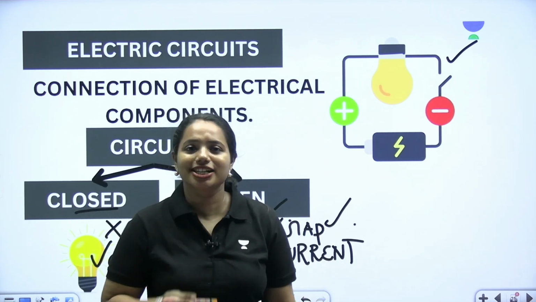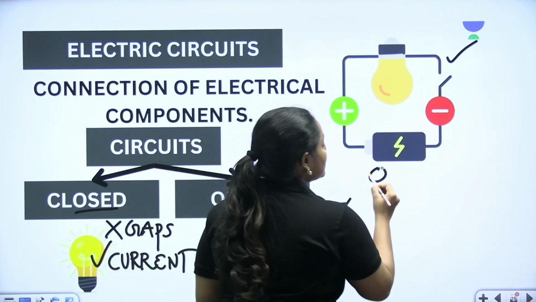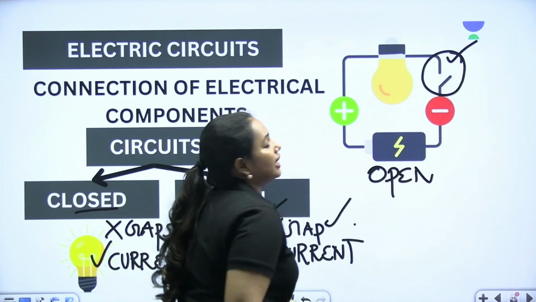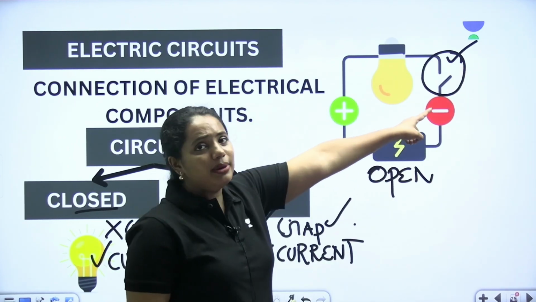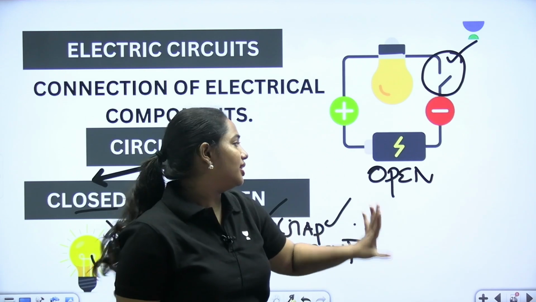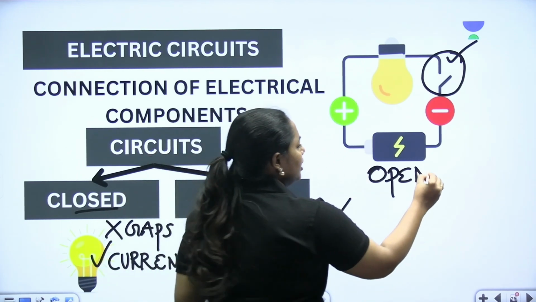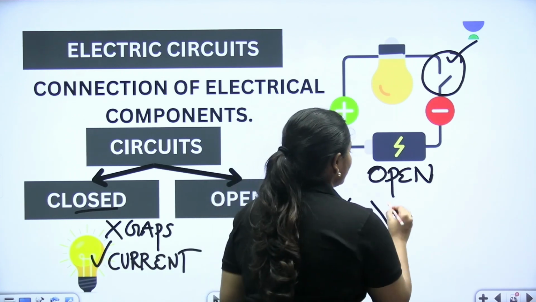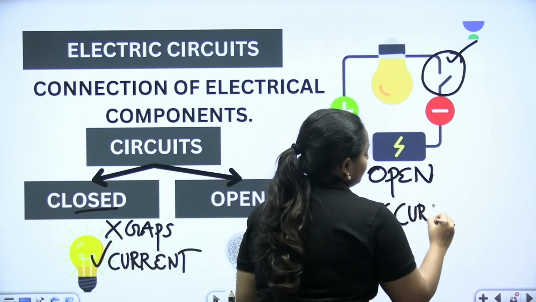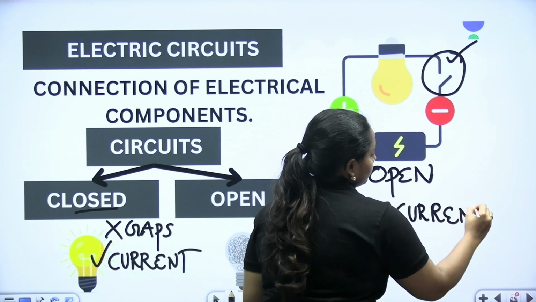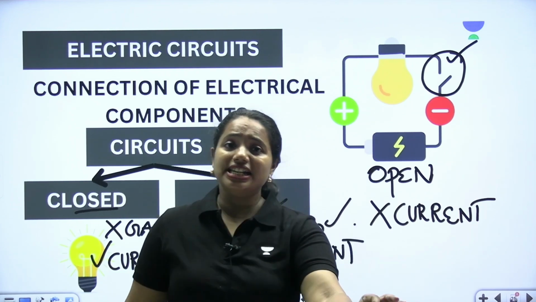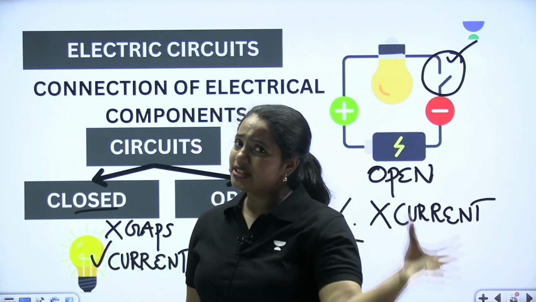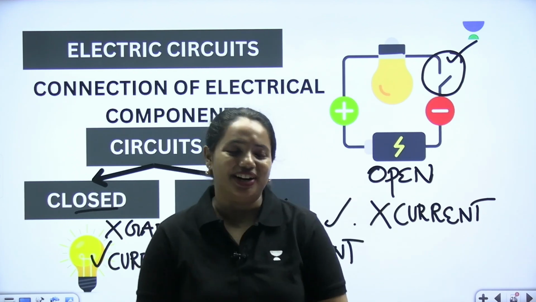Quick, please. It's nothing but an open circuit, right? Why? Because you can find a gap here, correct? So if you are able to find a gap here, then you have to understand that it's an open circuit. And do you think the current flow happens here? No way. So there will not be any kind of current flow. Got it? So please understand, only closed circuits have current flow, and in open circuits, there will not be any kind of current flow.